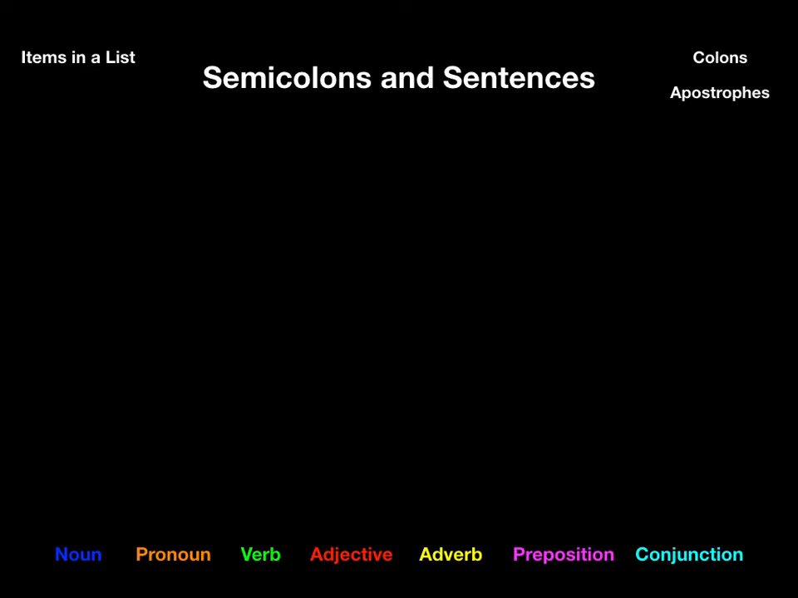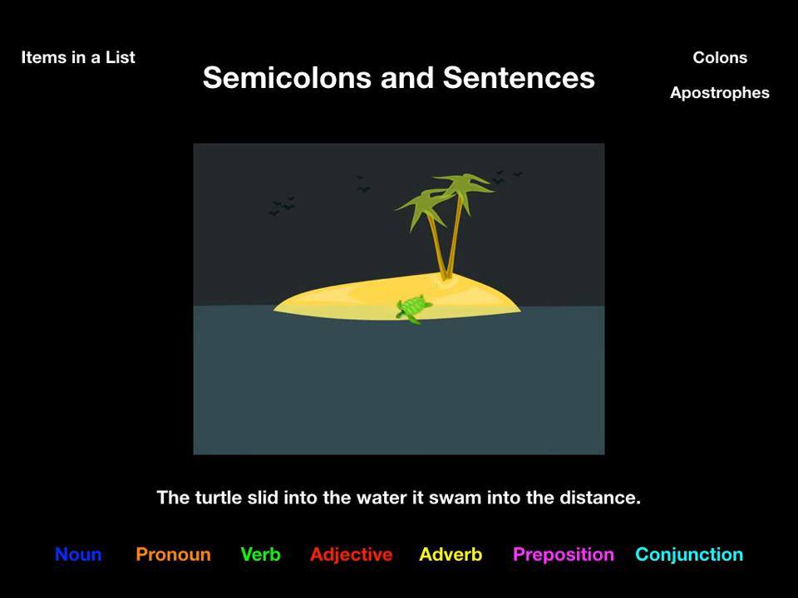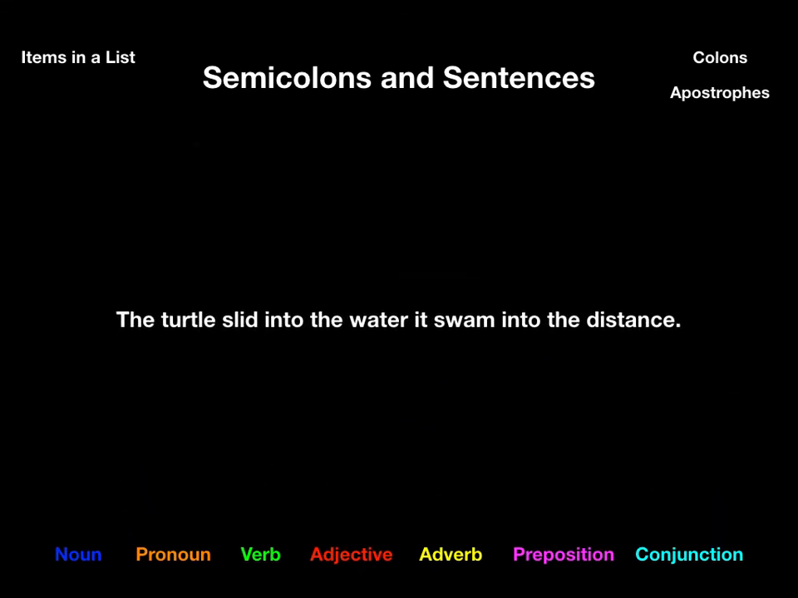Let's take a look at another example. The turtle slid into the water. It swam into the distance. Within this sentence, try to identify the verbs. We should note the verbs slid and swam. So who or what slid into the water, and who or what swam into the distance? This question will give us our subjects, turtle and the pronoun it. Since we have two verbs and two subjects, there's the potential to have two complete sentences here if these possess thoughts that can stand alone.